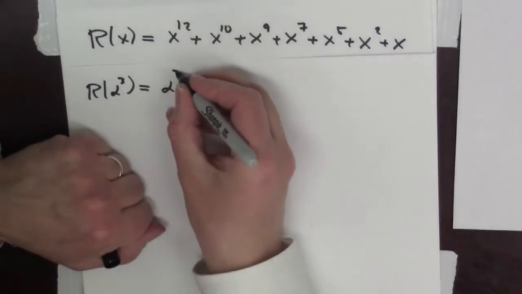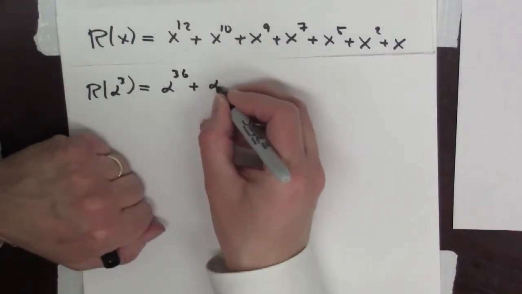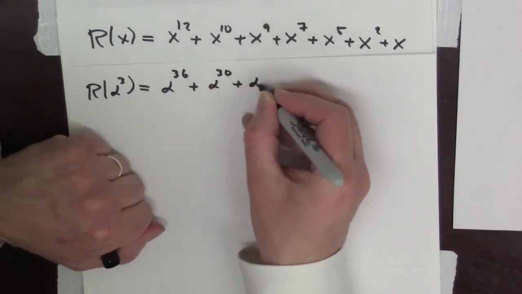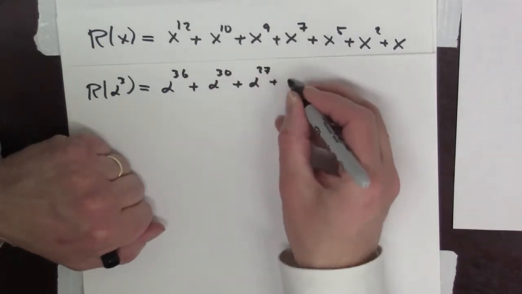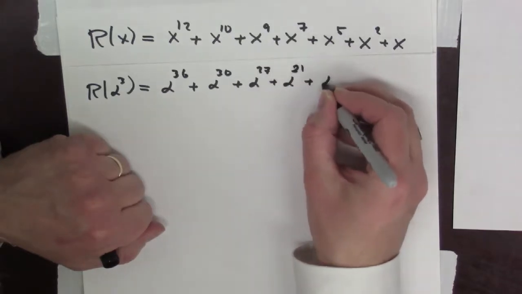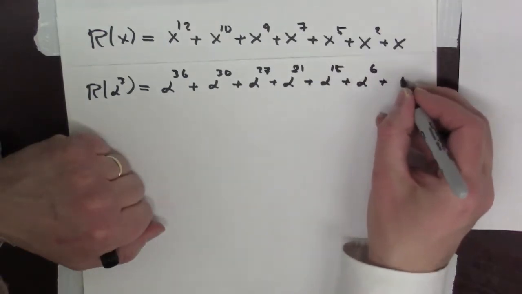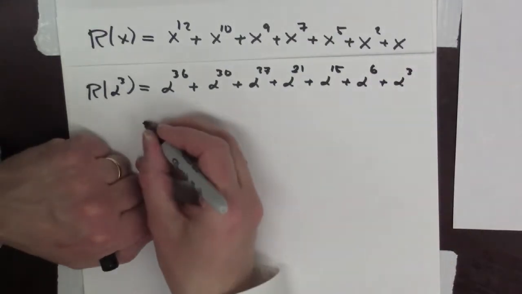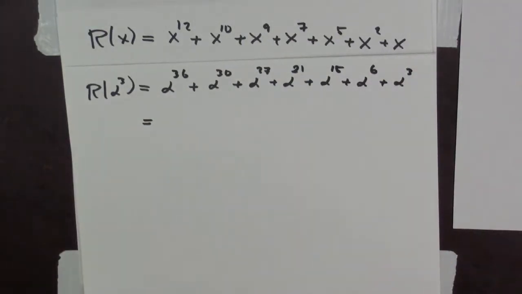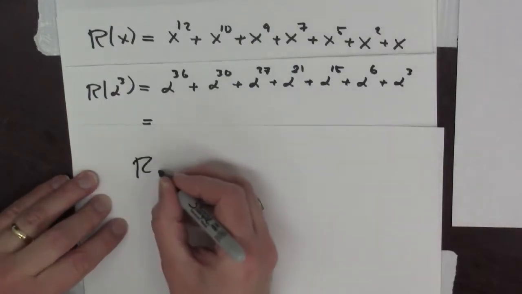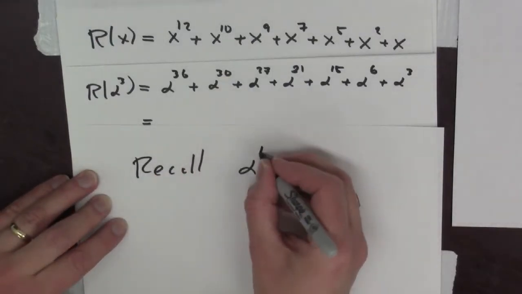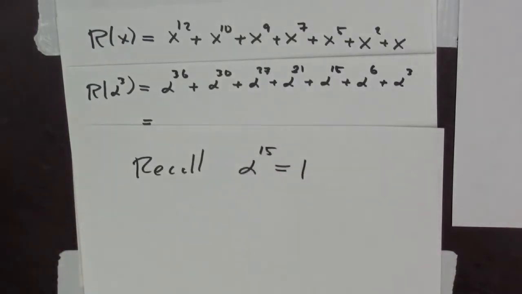12 times 3 is 36. This is alpha to the 30, alpha to the 27, alpha to the 21, alpha to the 15, alpha to the 6 plus alpha cubed. But remember now, in the field of 16 elements, with my primitive element alpha, alpha to the 15 is 1. So let me make a note. Recall, alpha to the 15 is 1. So that means that exponents are counted modulo 15.